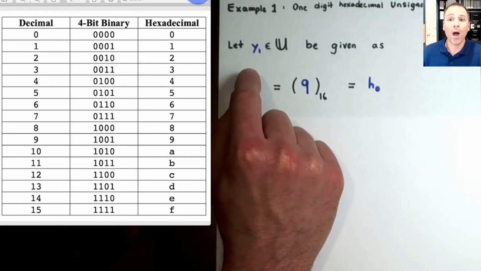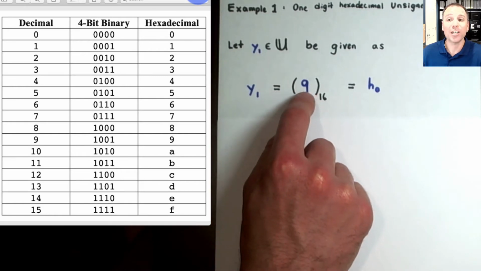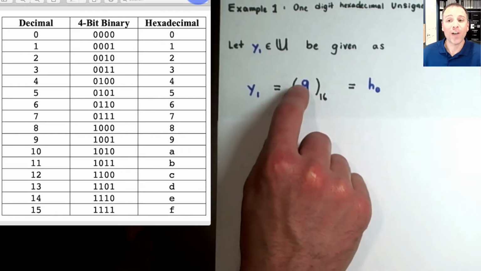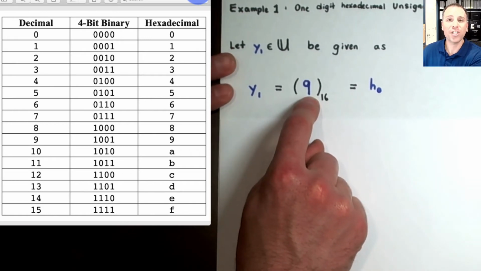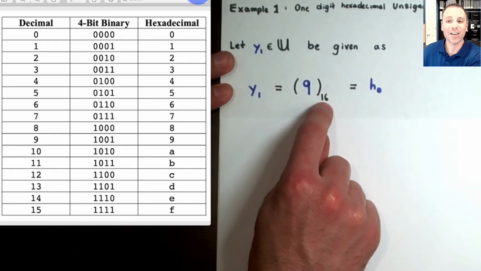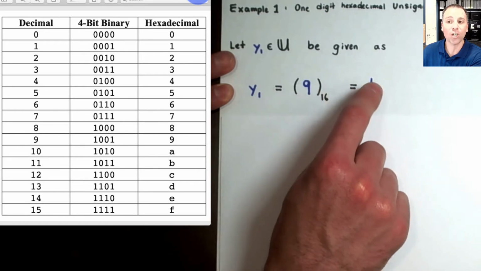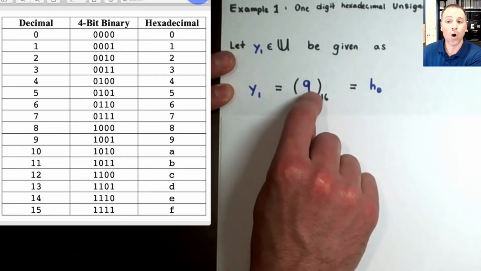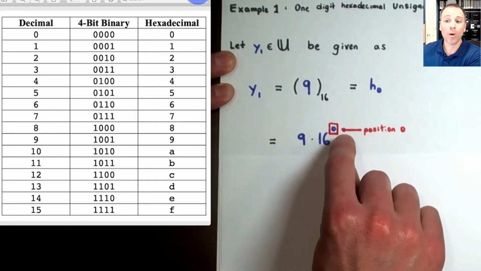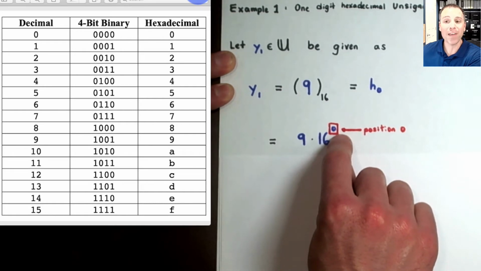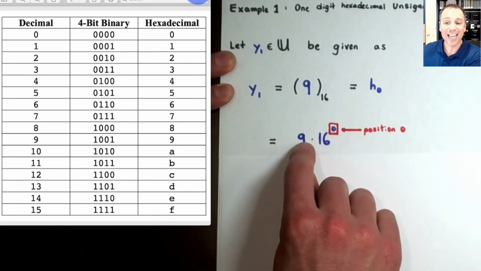We'll start with example 1, where we're looking at an unsigned integer y1 whose hexadecimal value is equal to 9. We know this is a hexadecimal value because we're using parentheses in our subscript. That subscript tells me this representation is with respect to base 16. Well, this is a 1 hexadecimal digit representation, so 1 digit corresponds to position 0. So we'll call H0 equal to 9. Remember, the index on my digit corresponds with the power or position number of that digit. So 9 in hexadecimal corresponds to 9 in decimal.